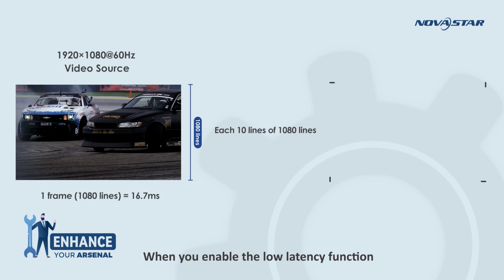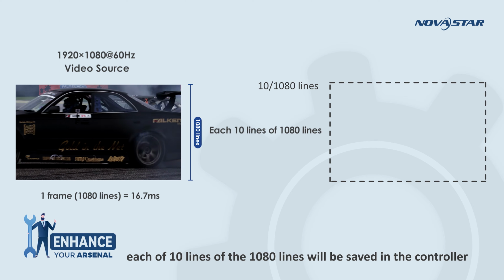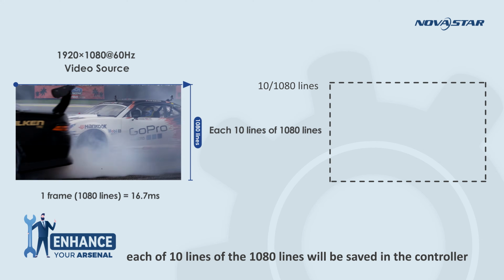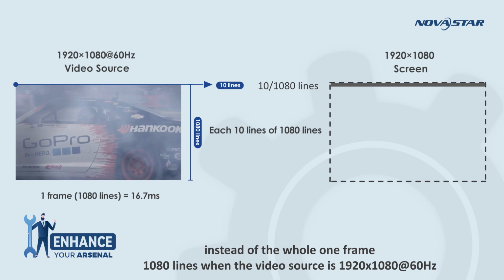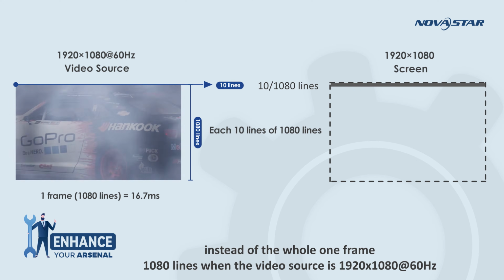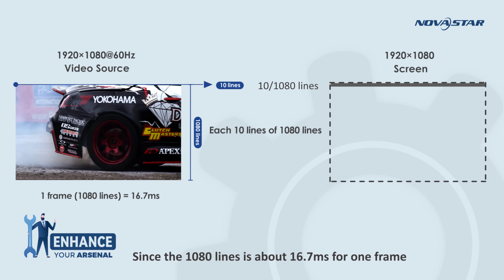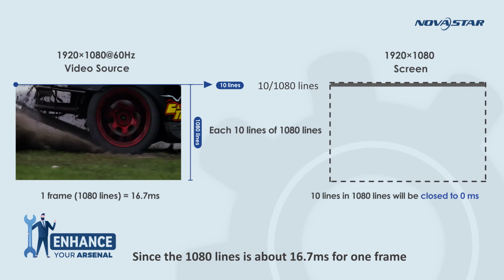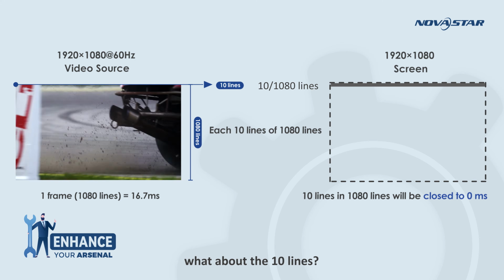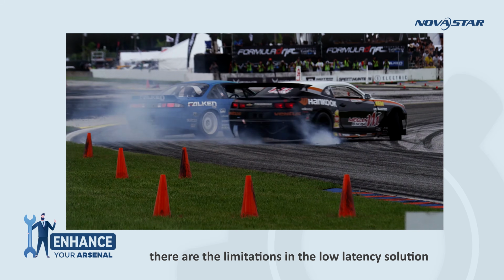When you enable the low latency function, each 10 lines of the 1080 lines will be saved in the controller, instead of the whole frame of 1080 lines, when the video source is 1920 by 1080 at 60 Hz, since the 1080 lines take about 16.7 milliseconds for 1 frame. Then what about the 10 lines? Close to 0.